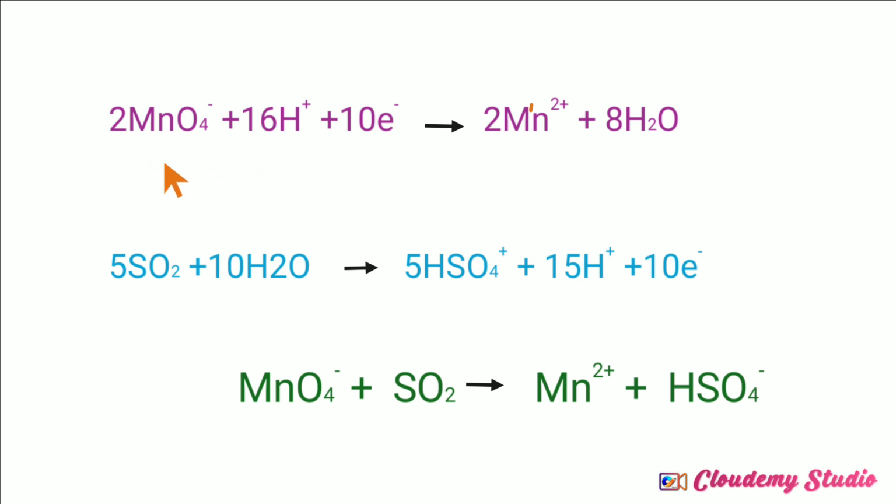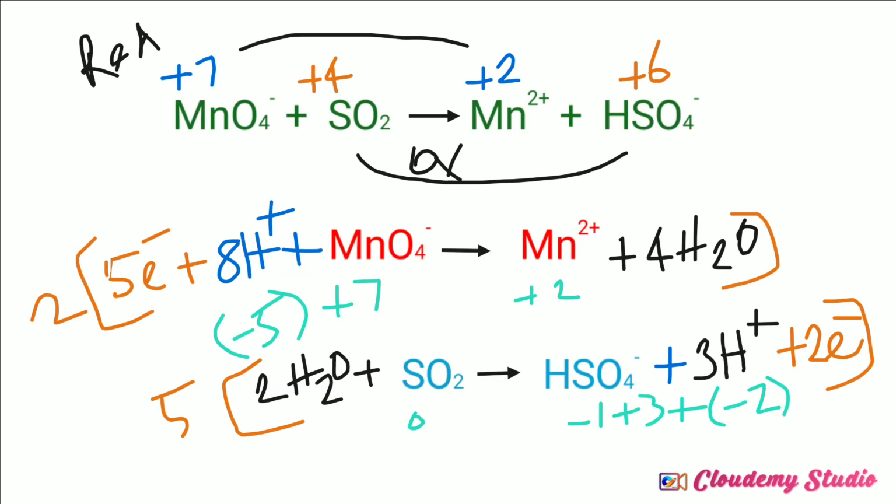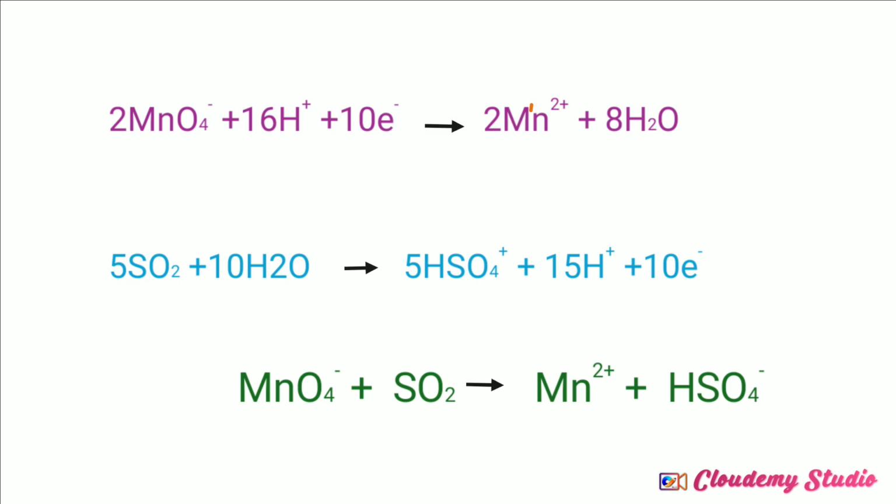Here we have multiplied the reduction reaction by 2, and the oxidation reaction we have multiplied by 5 times. That we have done here. So now both the half reactions we need to add together. We are adding.